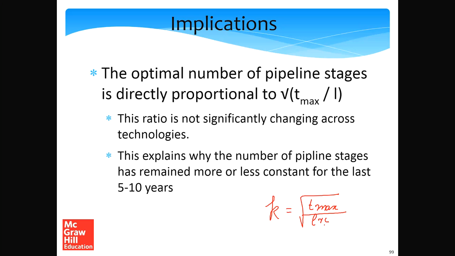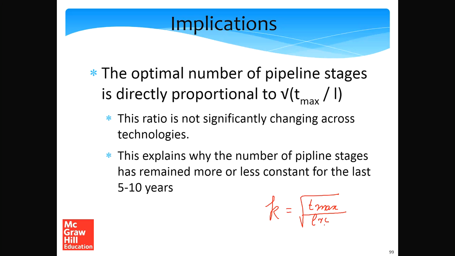So even as transistors get smaller, T max will reduce because smaller transistors are faster, right? So for an instruction to go from the beginning of the pipeline to the end of the pipeline, it will take a lesser amount of time.